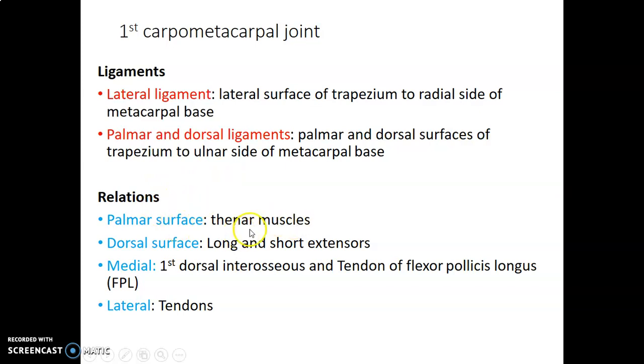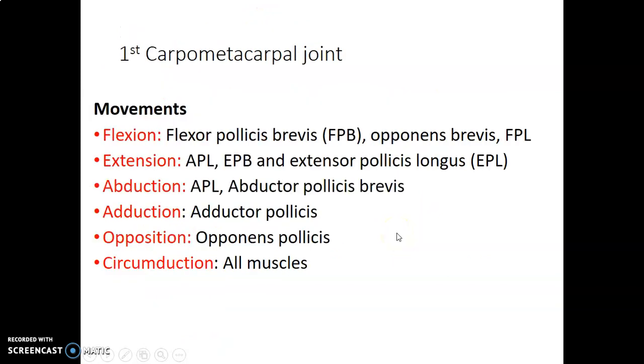So what are the relations of the first carpometacarpal joint? On the palmar surface, you have the thenar muscles. On the dorsal surface, you have the long and short extensors. Medially, you have the first dorsal interosseous and the tendon of flexor pollicis longus, while on its lateral aspect, you have tendons that are going to the thumb, like abductor pollicis longus, extensor pollicis longus, and extensor pollicis brevis. Those are found lateral to the first carpometacarpal joint.